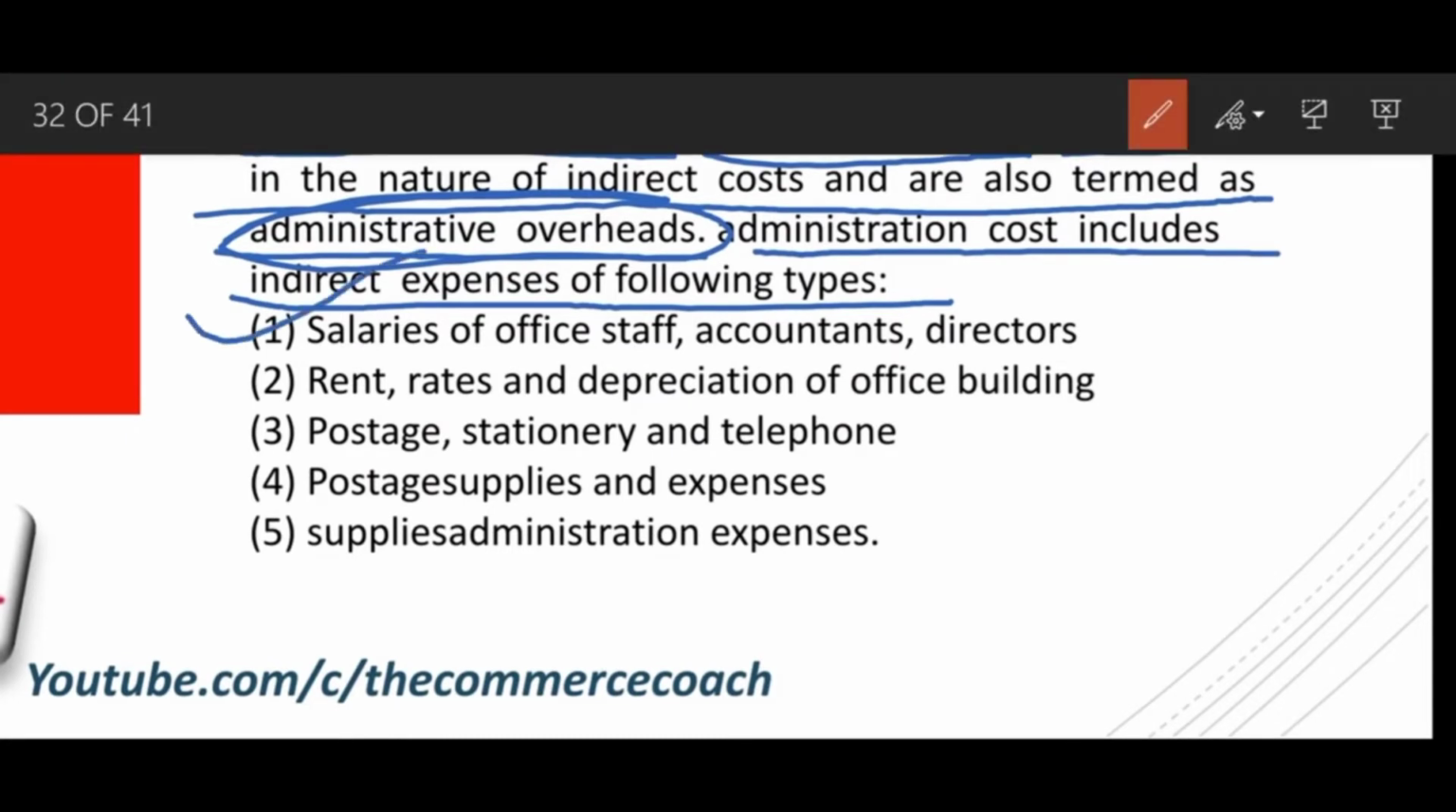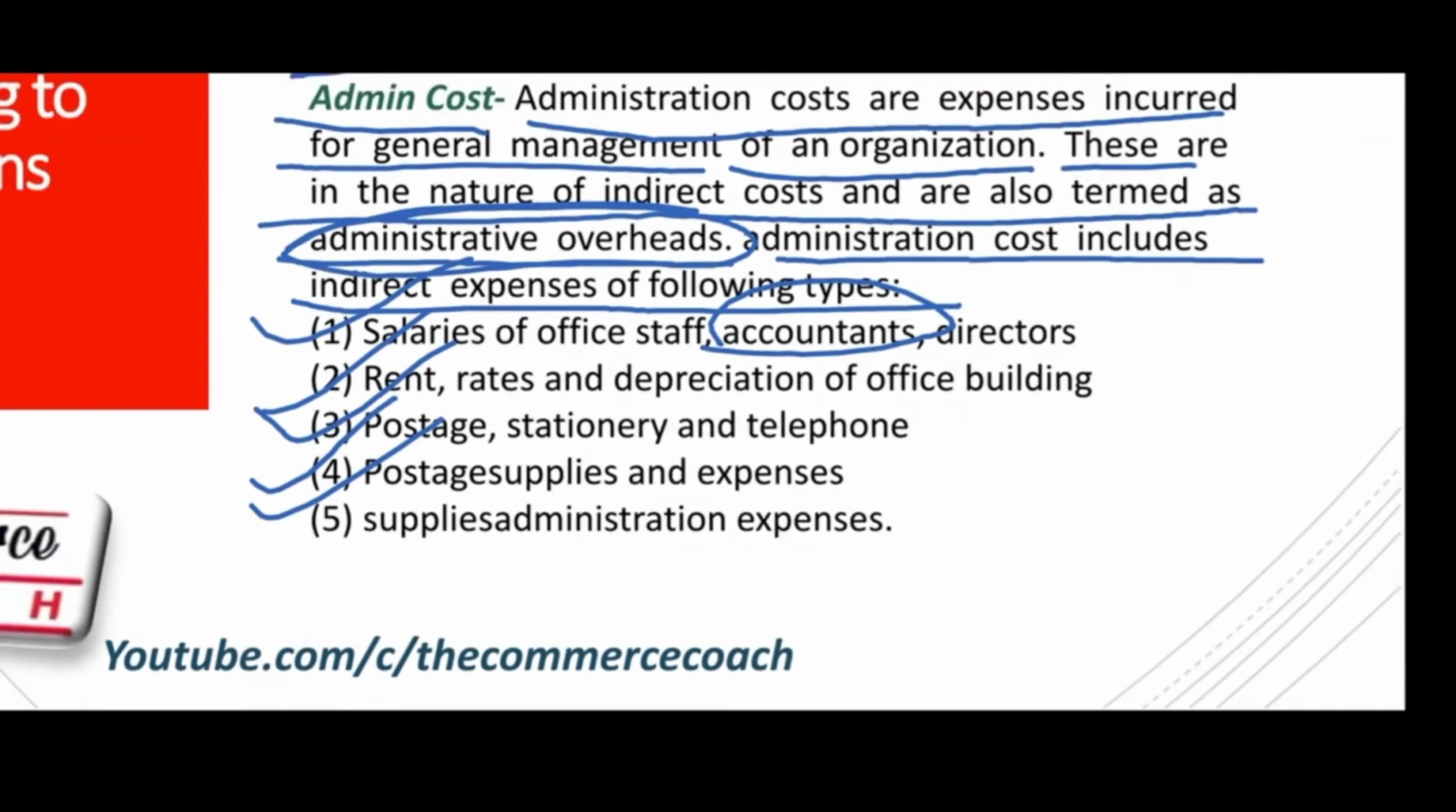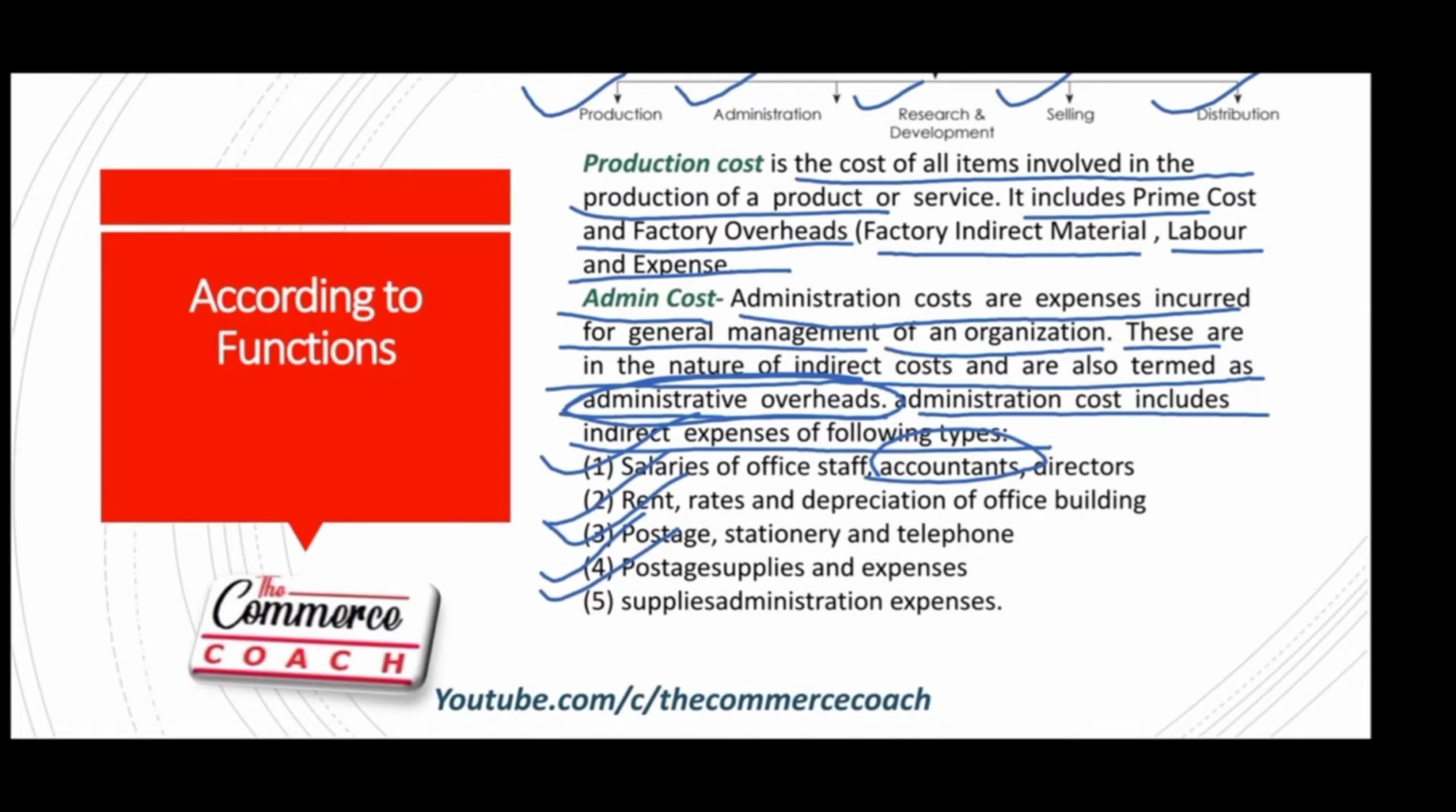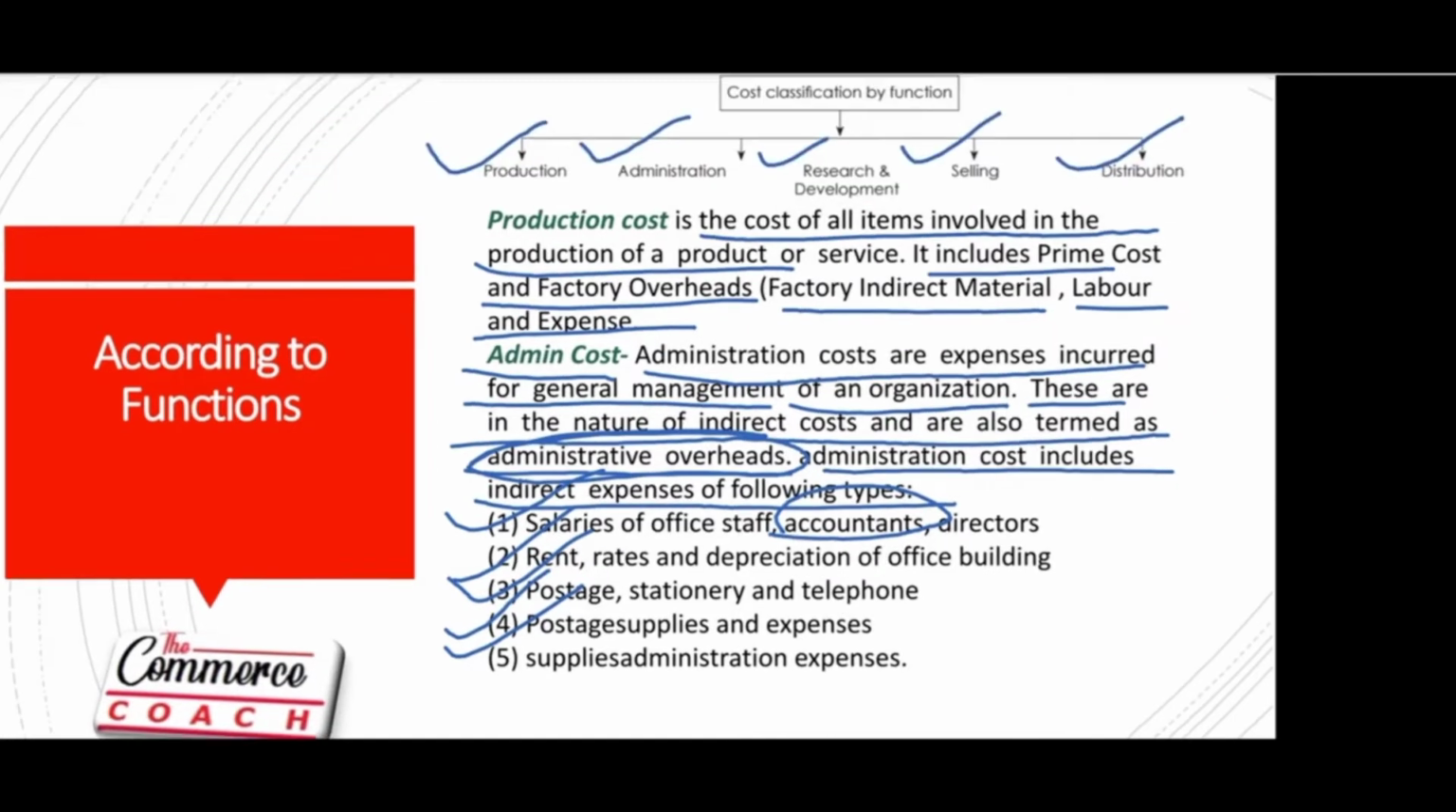Salaries of office staff, accountants, directors. So we fall into the admin staff or admin department of the company because we will be working as an accountant or director of the company. Rent, rates, and depreciation of office building, postage, stationery, telephone, supplies, administration expenses. Okay, these are some of the examples for admin cost. Now you have got the idea of production cost and admin cost as well. So admin is the general management cost, not directly connected with the production of a particular thing.